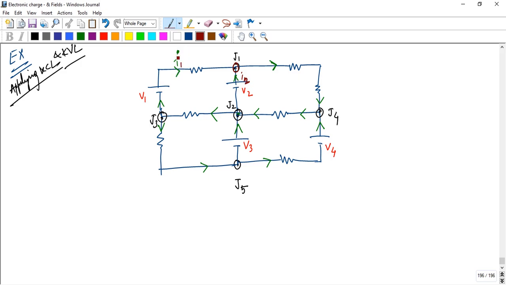I1 enters the junction and I2 enters the junction. And here the current direction is away from the junction. If towards the junction is plus, away is minus, so that is the unknown x. So I1 plus I2 minus x equal to 0. So I1 plus I2 equal to x. So that is I1 plus I2. Now here is that x.